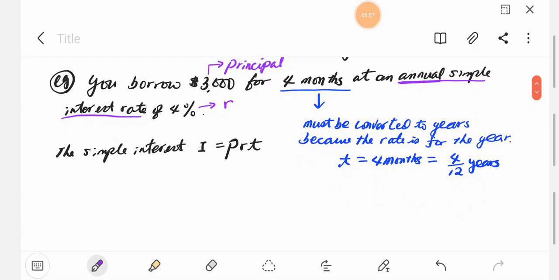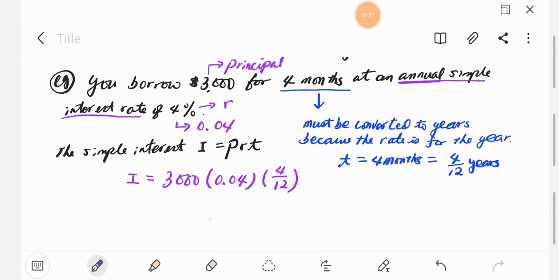So the simple interest I is equal to PRT. The principal is $3,000. The rate is 4%, so write this in decimal, which is 0.04. Always convert the percent to decimal. And the time is 4 months divided by 12 months, which becomes a year.